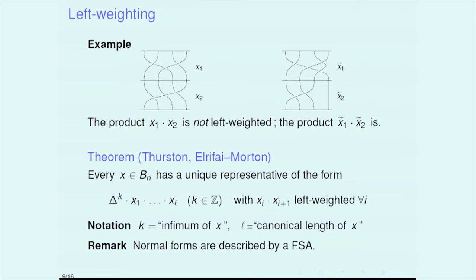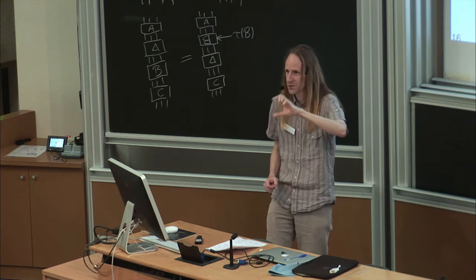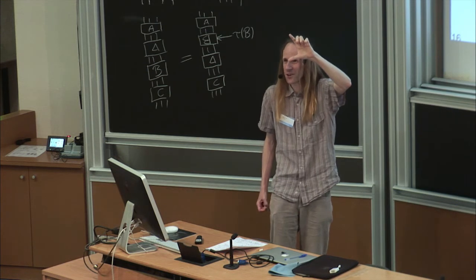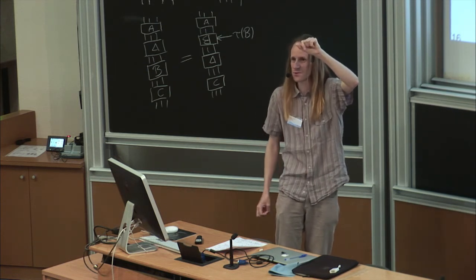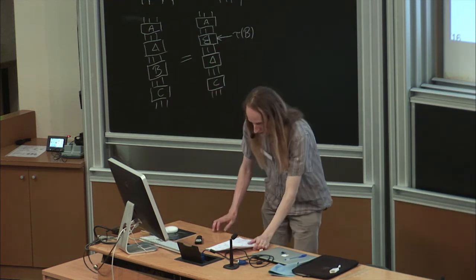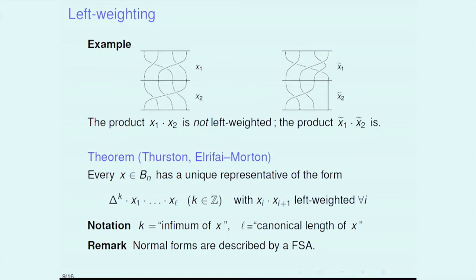Definition. We say that a sequence of two simple braids is left-weighted if you cannot pull any crossing from a later factor into an earlier factor, at least not without destroying the property that the earlier factor is simple, that any two strands cross at most once. So in this example here, the first example, this is not left-weighted because this crossing here can be pulled up into the first factor x1.